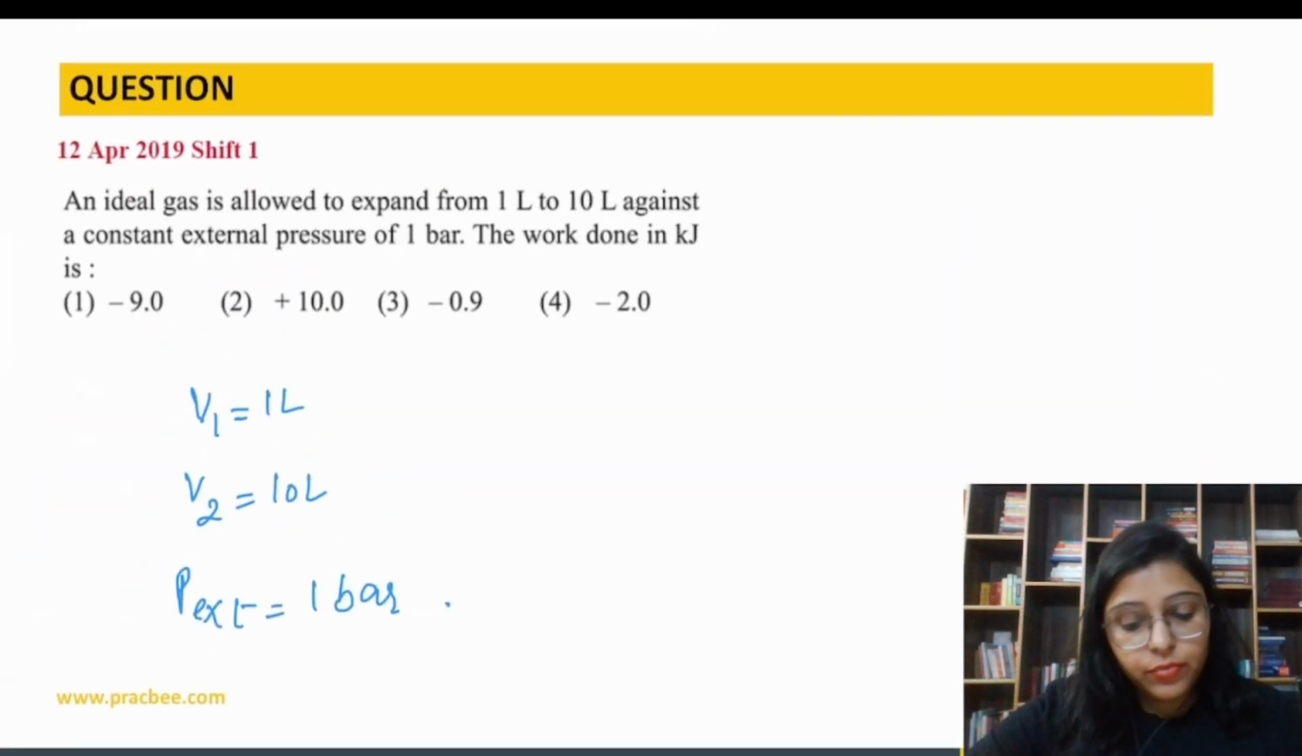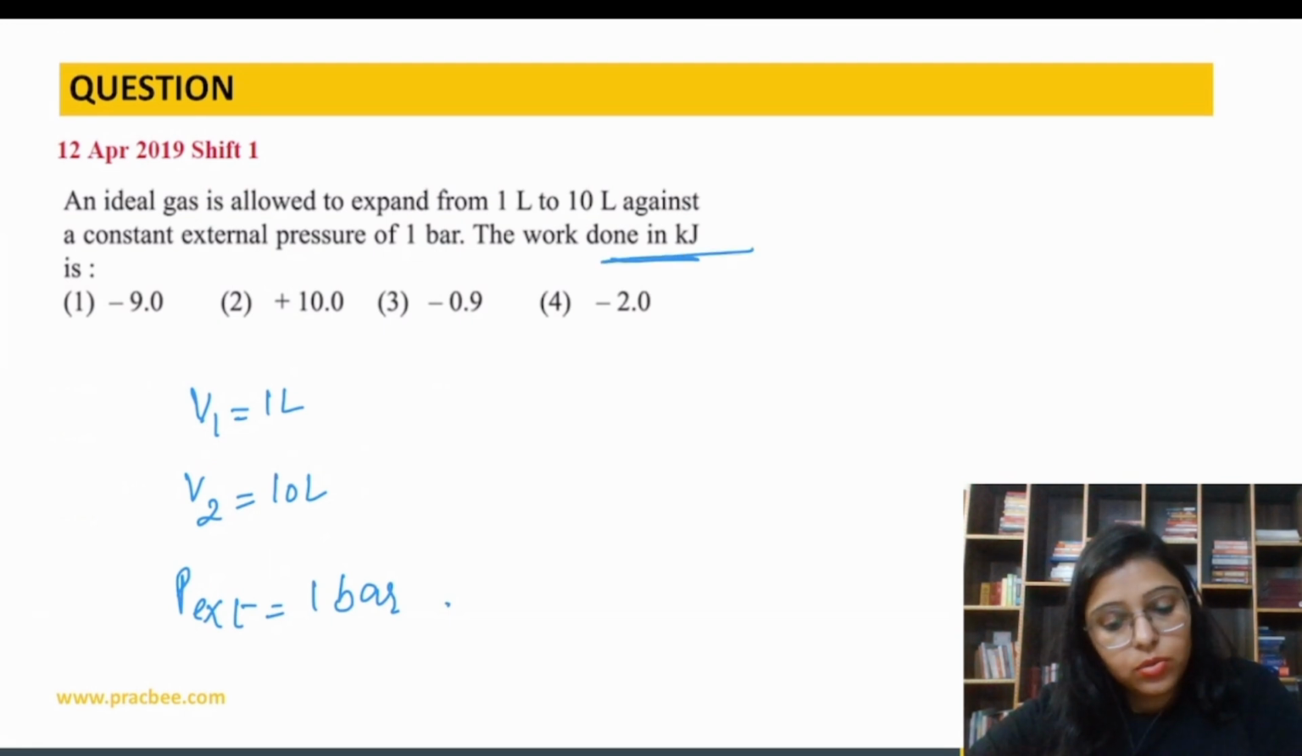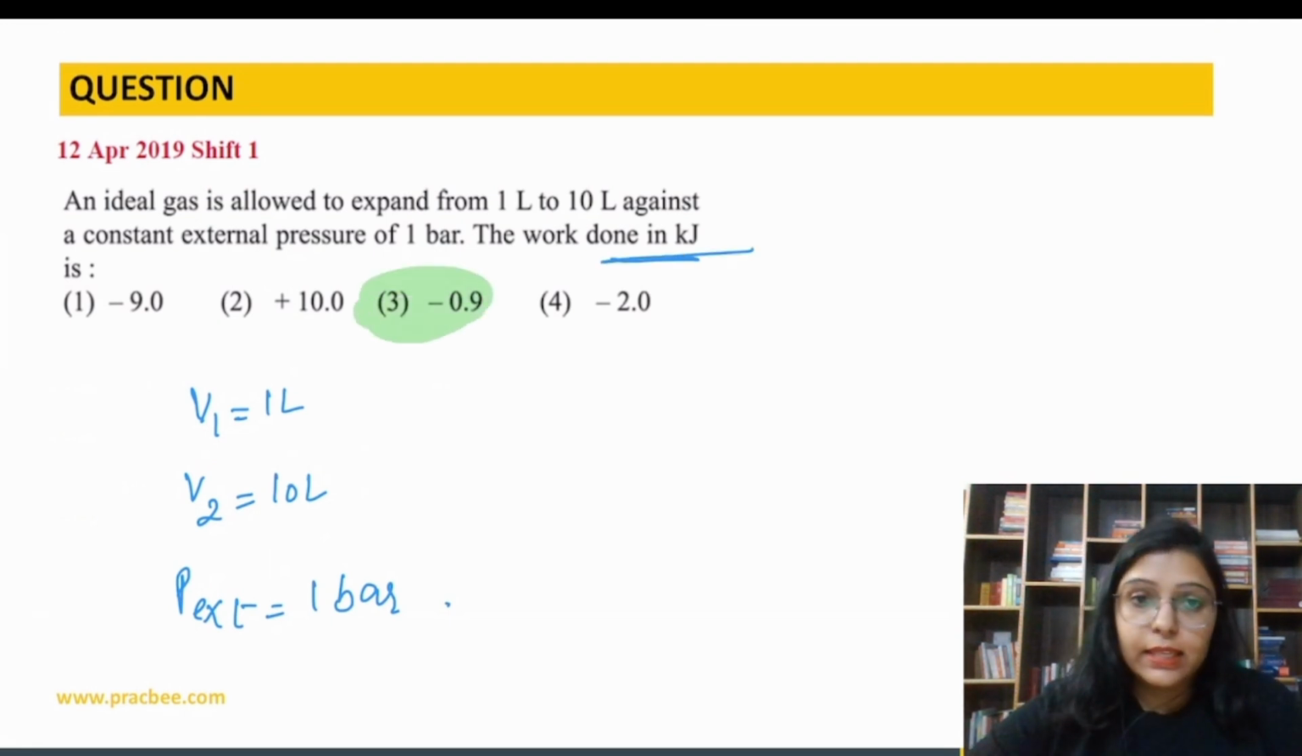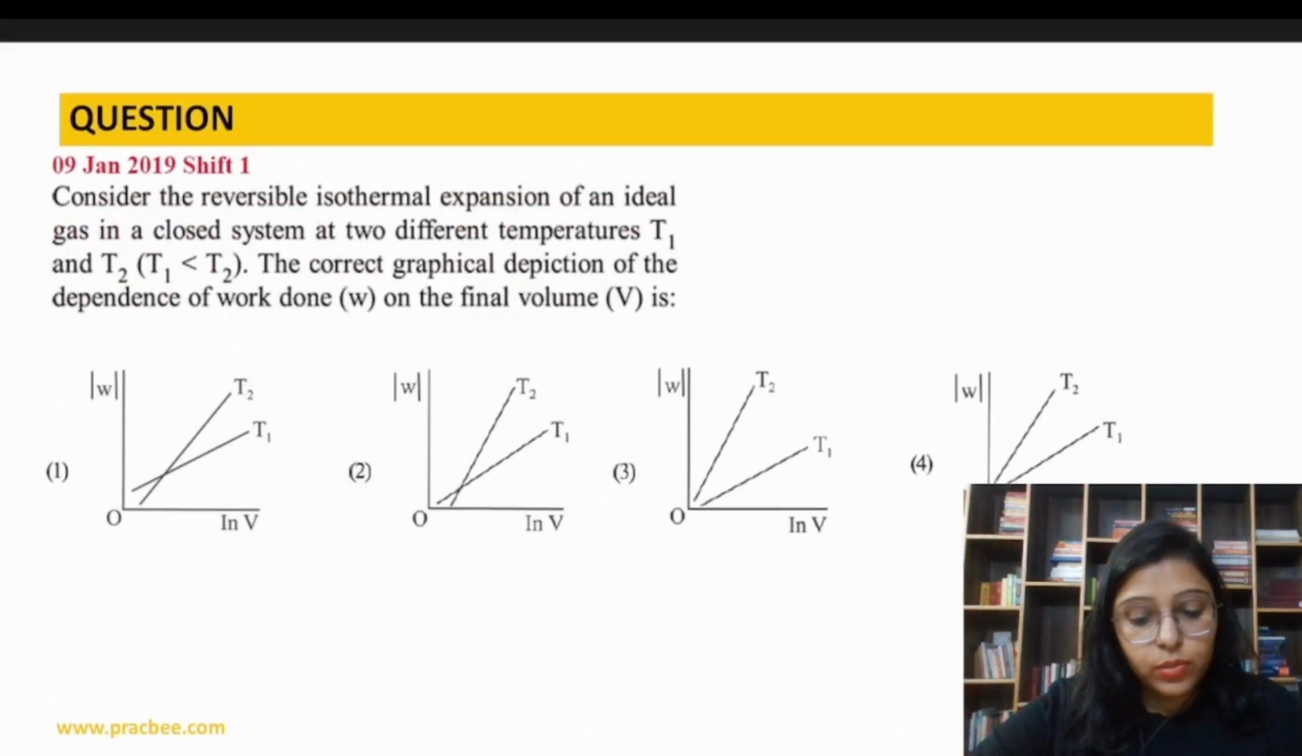So we have to find the work in kilojoule. So answer is going to be 3, that is equal to 0.9. Now let's do the next question.